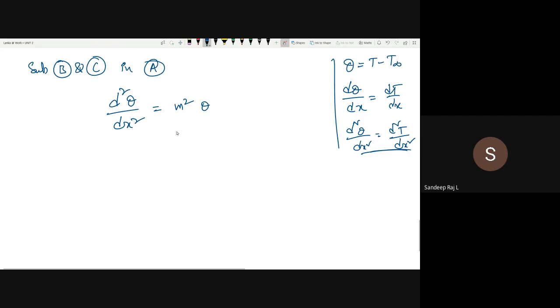If you look at this equation, what kind of differential equation is this? Somebody please speak out.